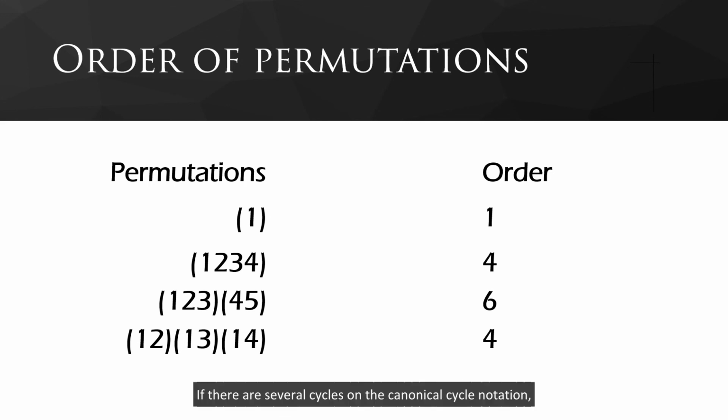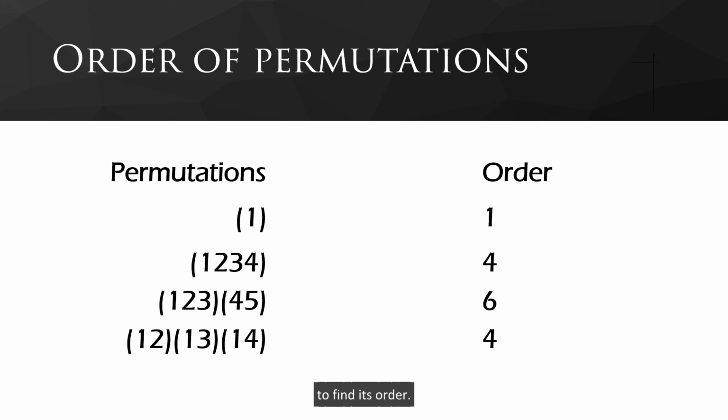If there are several cycles in the canonical cycle notation, then the order is the least common multiple, LCM, of the respective orders. For example, the order of (1 2 3)(4 5) is 6, which is the least common multiple of 3 and 2. And finally, for a notation that is not disjoint, we'd better convert it to the canonical cycle notation to find its order.